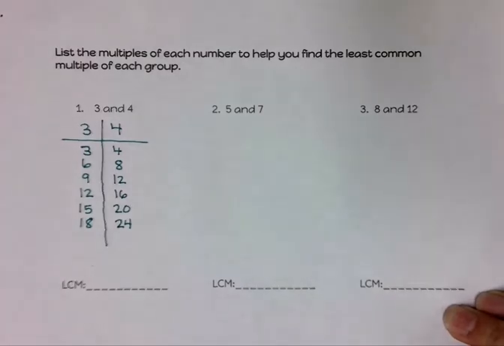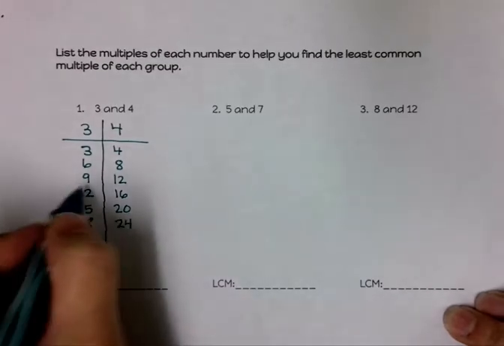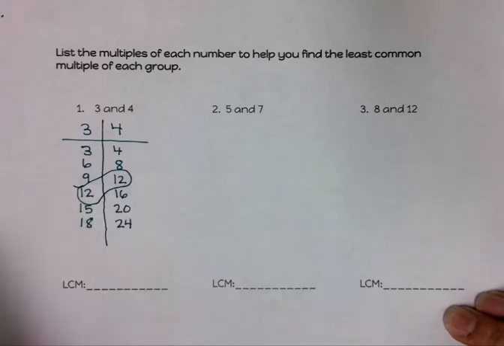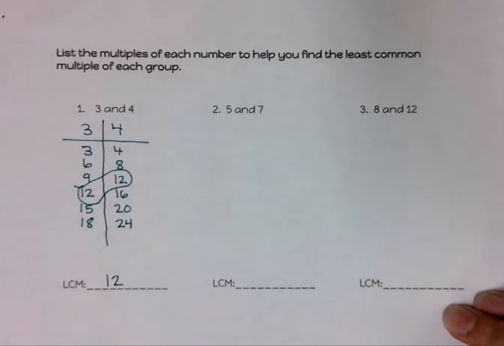Next, I'm going to look at my list to see if there is a common multiple between 3 and 4. And I see it. Go ahead and circle that common multiple. And if you circled 12, 12 is our smallest common multiple. So our LCM, or least common multiple, is going to be 12. All right, let's do the next one.